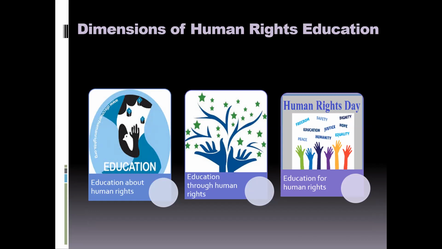Education through human rights, which includes learning and teaching in a way that respects the rights of both educators and the learners. Education for human rights, which includes empowering persons to enjoy and exercise their rights and to respect the rights of others. Childhood is the ideal time to begin lifelong learning about and for human rights.